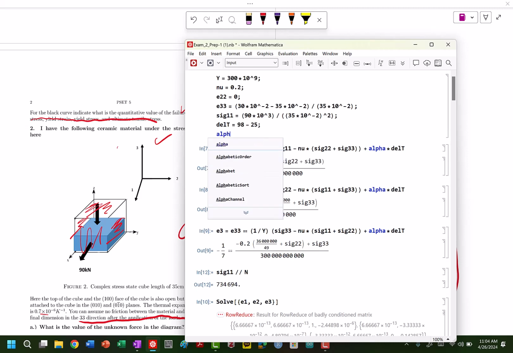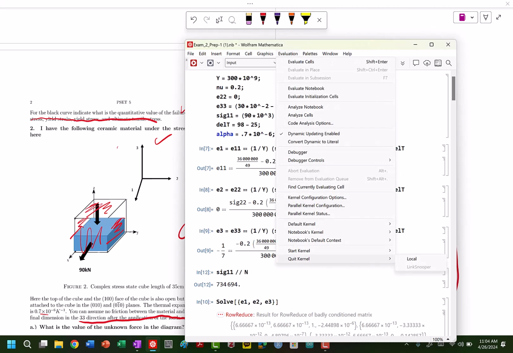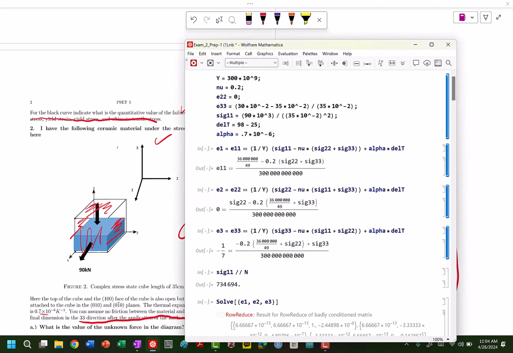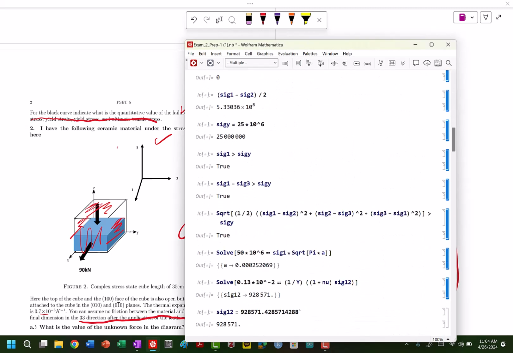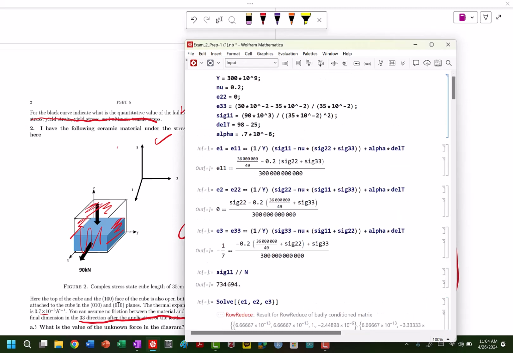Alpha equals 0.7 times 10 to the minus 6. And we are going to quit our kernel locally, quit the kernel, and then now we're going to basically solve everything once again. So let's go ahead, we'll plug this in.